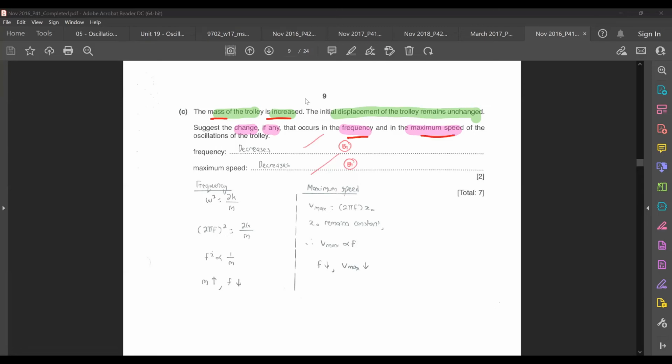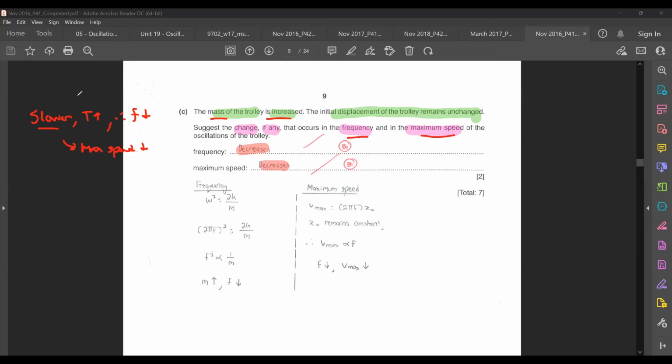Now, if you use common sense a little, you probably might have guessed that because your mass has increased, it probably should oscillate slower. So if it's oscillating slower, your period should be increasing, and therefore your frequency should be dropping. So frequency decreases. And because it's oscillating slower, your maximum speed is also lower. So T increases, frequency drops, and your max speed also drops.